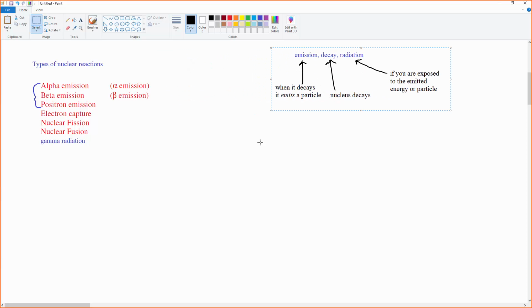All right, so alpha decay proceeds by alpha emission, and if you are next to it, you will receive alpha radiation. Beta decay proceeds by beta emission. If you're next to it, you'll receive beta radiation. Positron decay proceeds by positron emission, and if you're next to it, actually, you're going to receive gamma radiation.